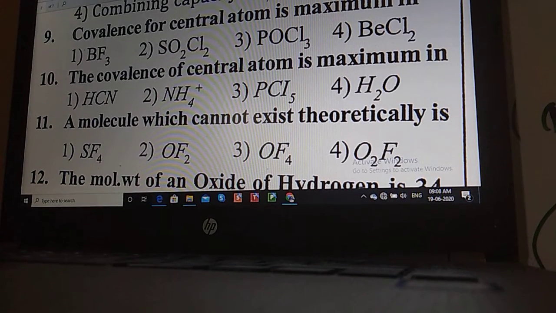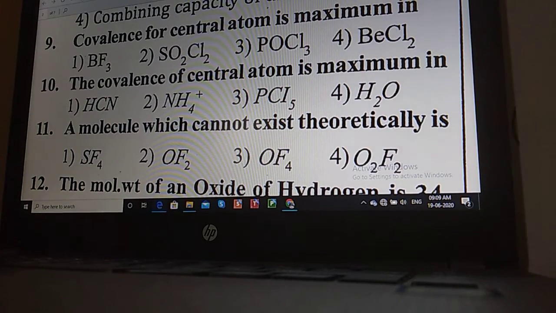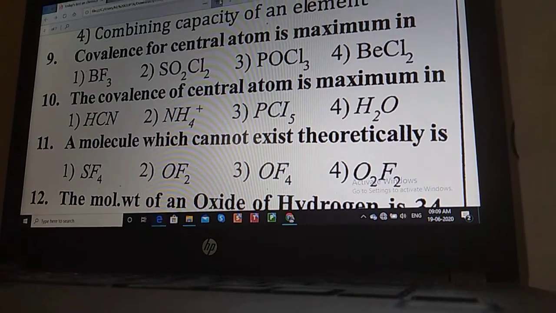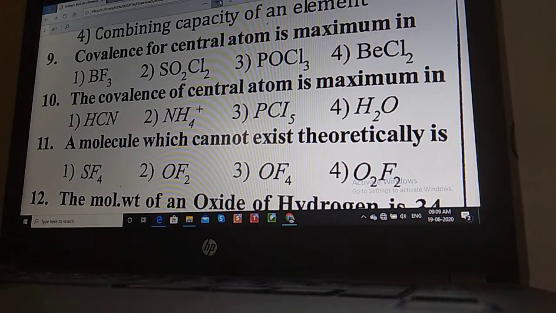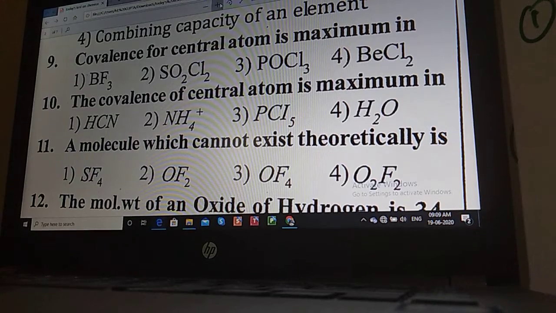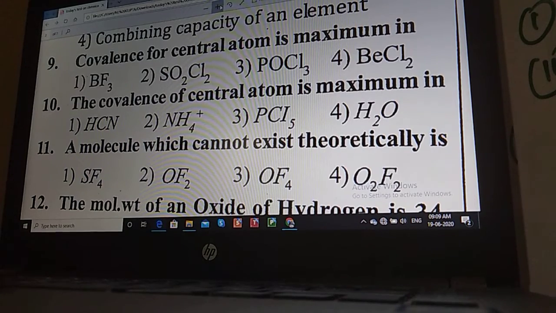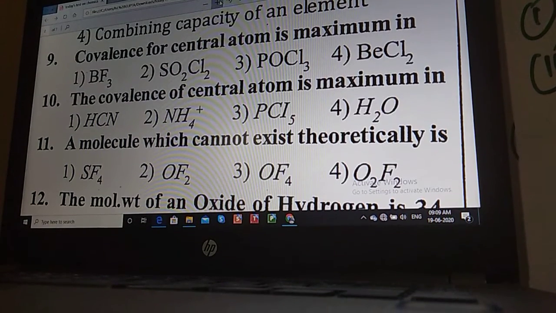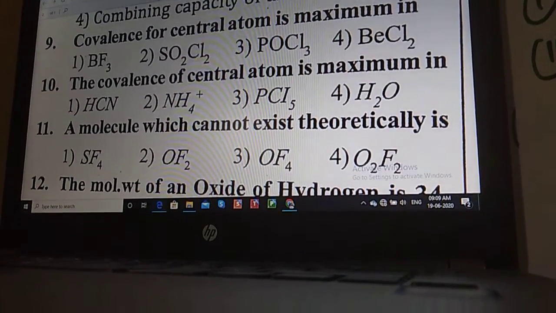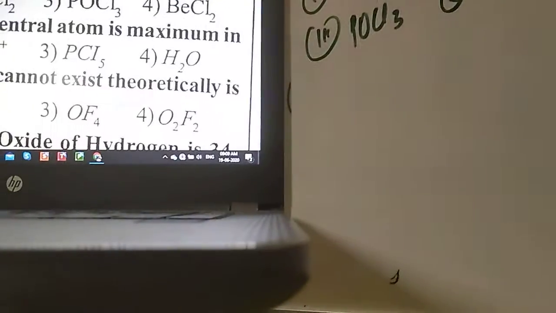Okay, now I think we left question number 9, student. Let us move again to question number 9 and check it out. They are saying covalency of the central atom is maximum in. First option BF3, second SO2Cl2, third POCl3, and fourth BeCl2. So dear student, how will you solve this problem? Let us check how many bonds there are. Question 9 we are doing on the board, student.